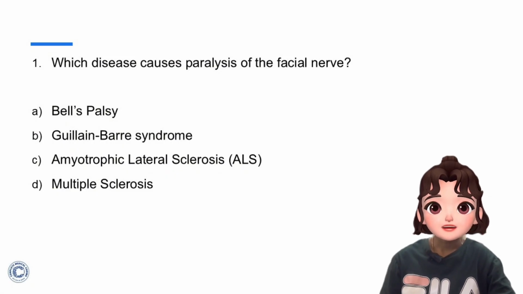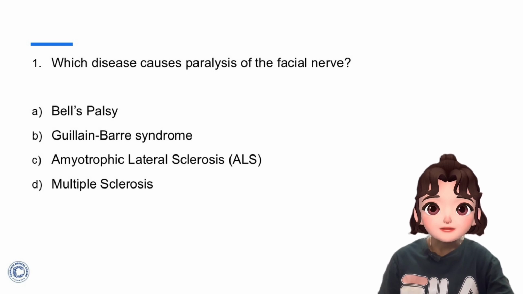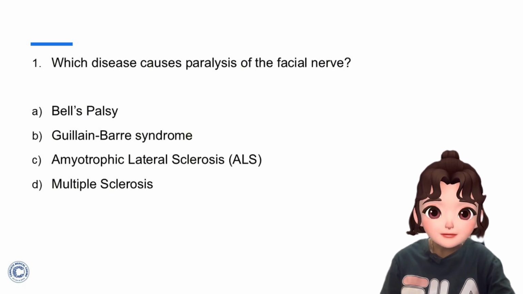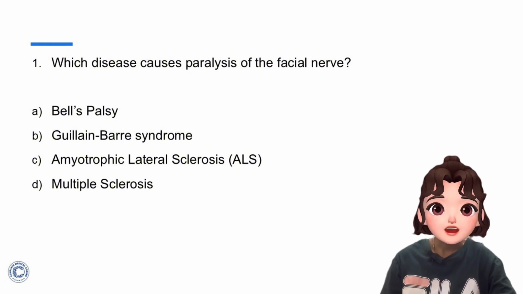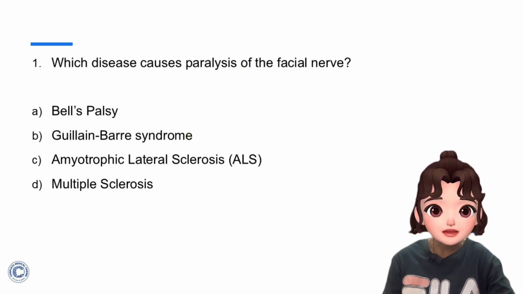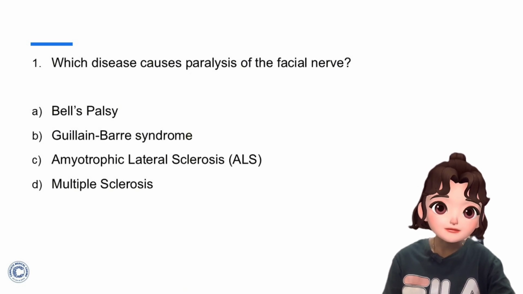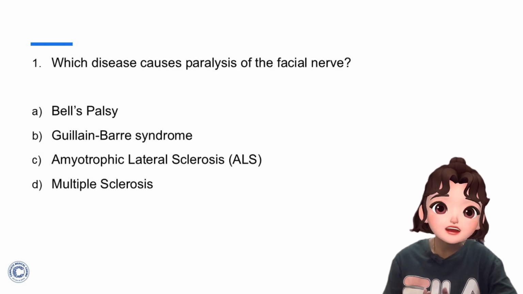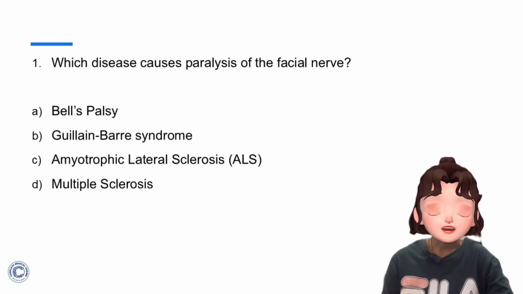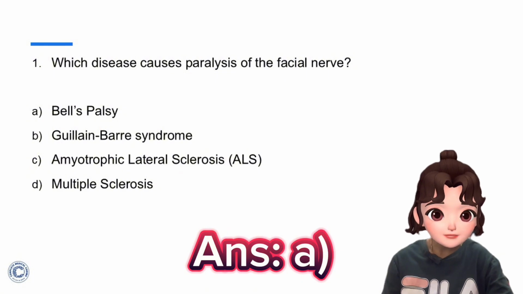First question. Which disease causes paralysis of the facial nerve? Option A, Bell's palsy. Option B, Guillain-Barré syndrome. Option C, ALS, which means amyotrophic lateral sclerosis. And option D, multiple sclerosis. What will be the answer? Facial nerve paralysis, that is, the answer is option A, Bell's palsy.